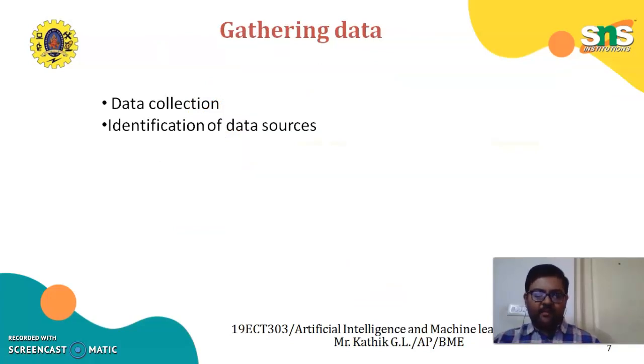Gathering the data. It is collecting the data. Whether it is unsupervised or supervised learning or reinforcement learning, data is required. So data has to be collected from various data sources. It can be from the internet, or it can be from real-time data or survey data. So data has to be collected from the data sources. That is the first step, gathering data.